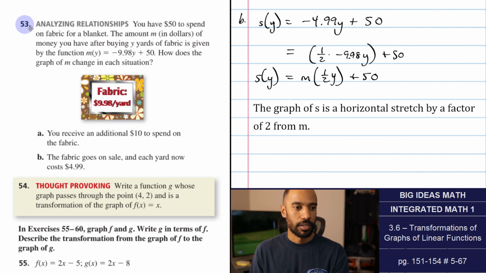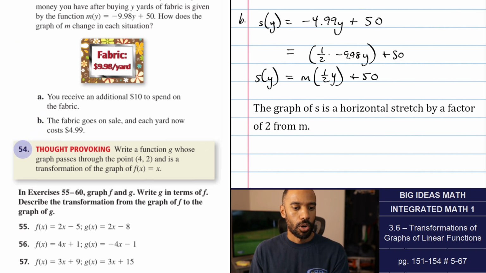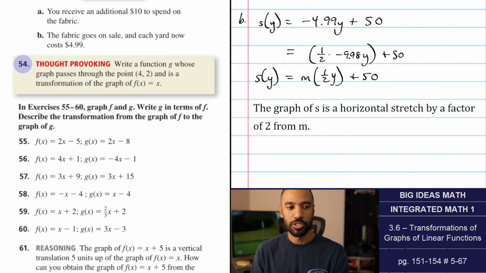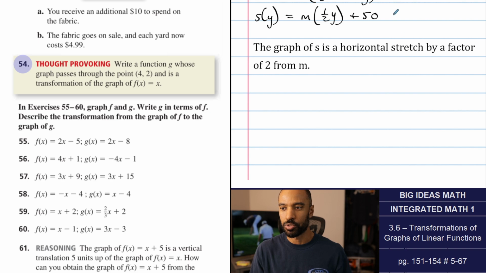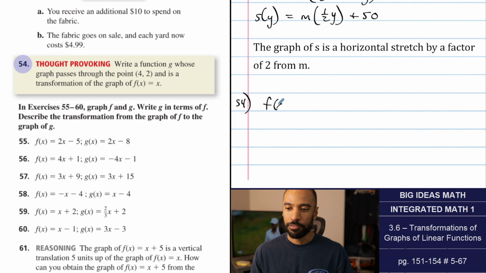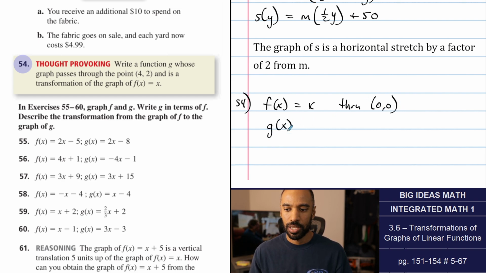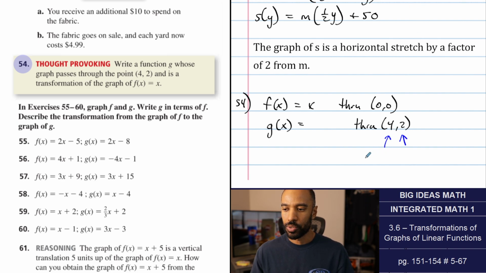Okay, number 54. Thought-provoking. Write a function g whose graph passes through the point 4,2 and is a transformation of the graph of f of x equals x. So for this one here, you have to remember that with f of x equals x, this point goes through 0, 0. We need to come up with a g of x equals something that goes through 4, 2. To go through 4, 2, we want to translate 4 units right and 2 units up. 4 right, 2 up.